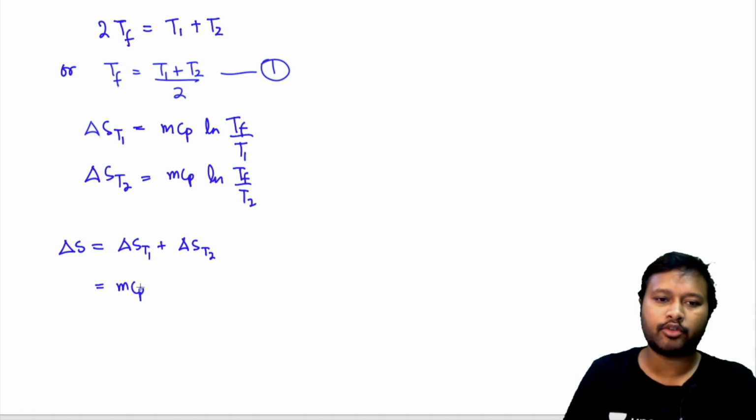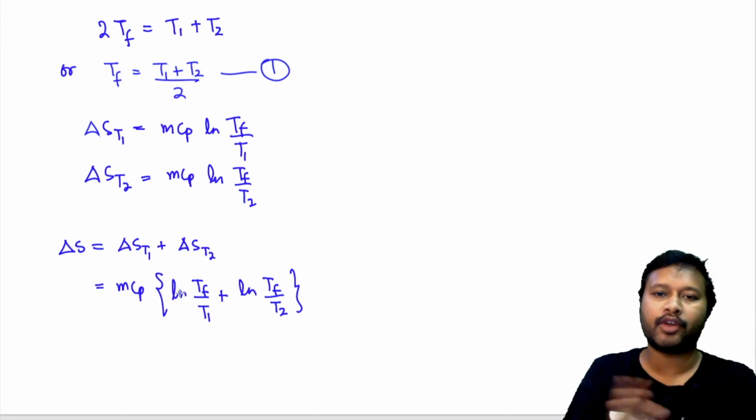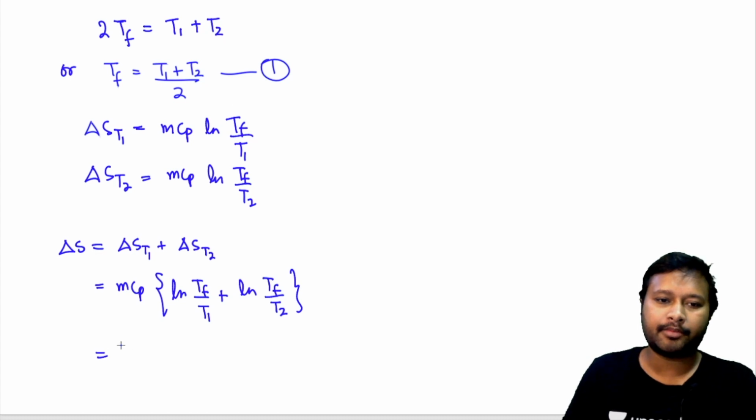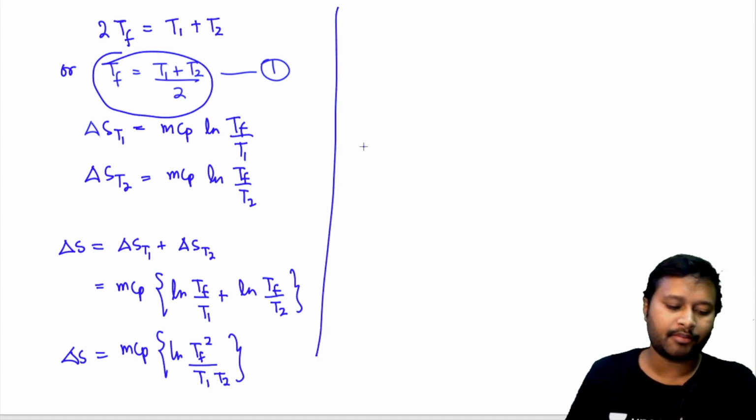So MCp is constant in both cases and you will have ln Tf upon T1 plus ln Tf upon T2. Now you know that ln A plus ln B is ln (A into B), so you have to multiply both of them. That means you can write MCp ln (Tf square divided by T1 T2). Now this is my value of overall entropy change. I have to substitute the value of Tf from equation 1 in order to get my final value.